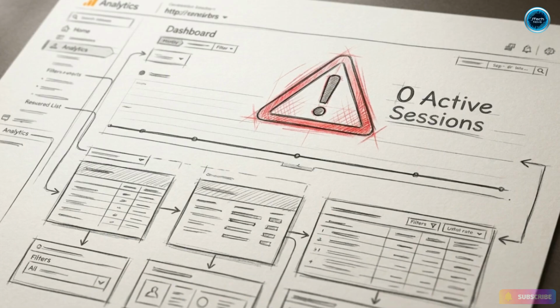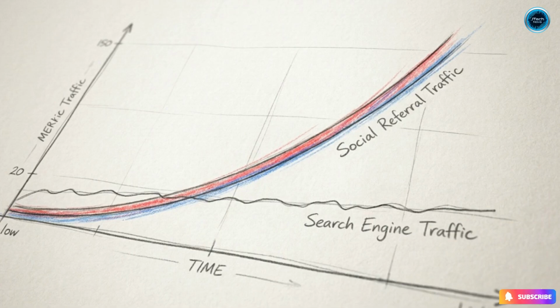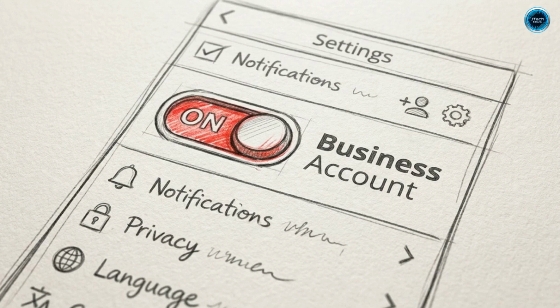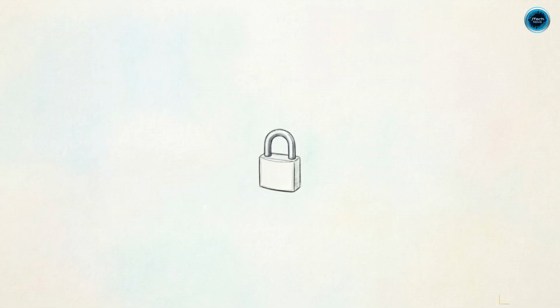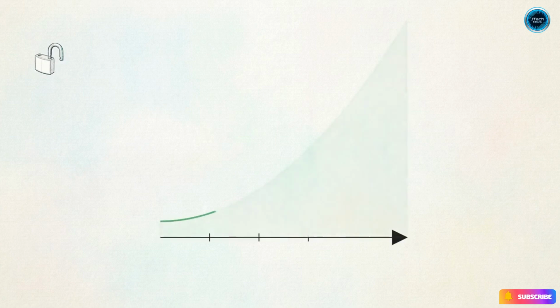Now we need to solve the traffic problem. AdSense requires proof of real human visitors. While waiting for traditional SEO to rank your site, Pinterest is the fastest platform to generate organic traffic. Go into your Pinterest settings and convert your standard account into a free business account. This unlocks the analytics tools you will need to track your incoming visitors.